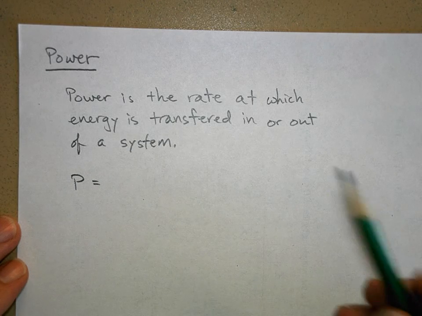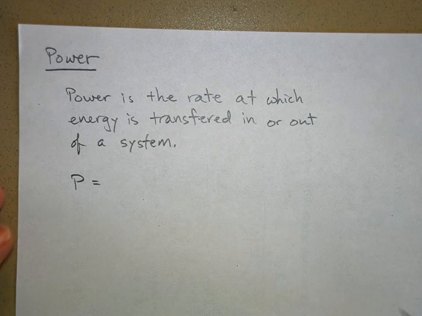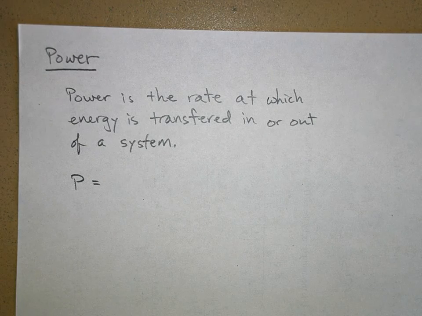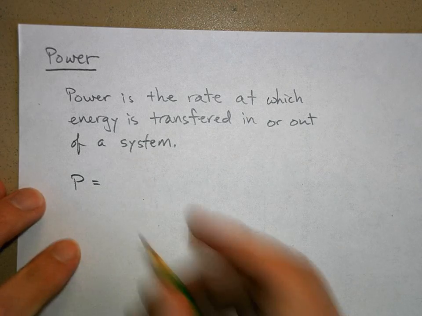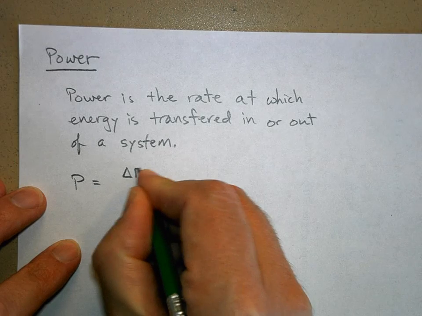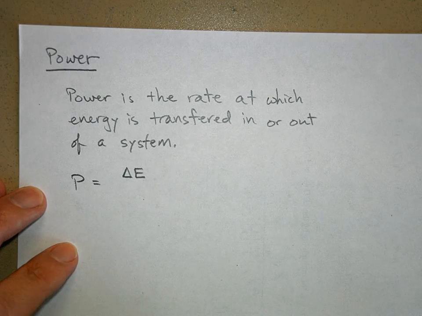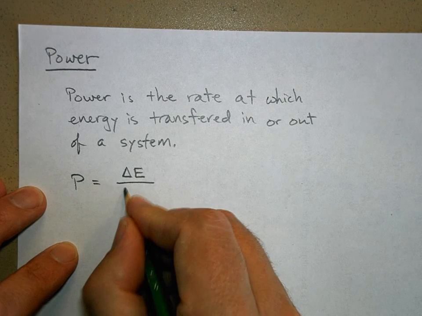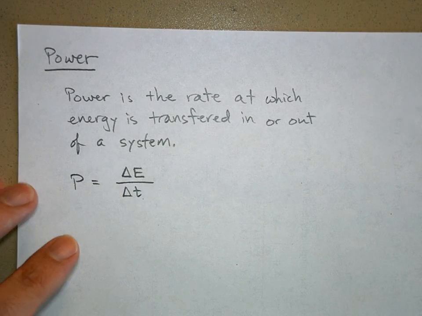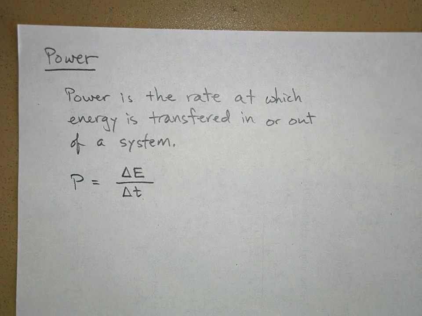well, I'm going to call that a change in energy, right? A delta E. That is, energy has been added or taken away from a system. So I'll call that delta E for change in energy, and then divided by the time it took to do that.